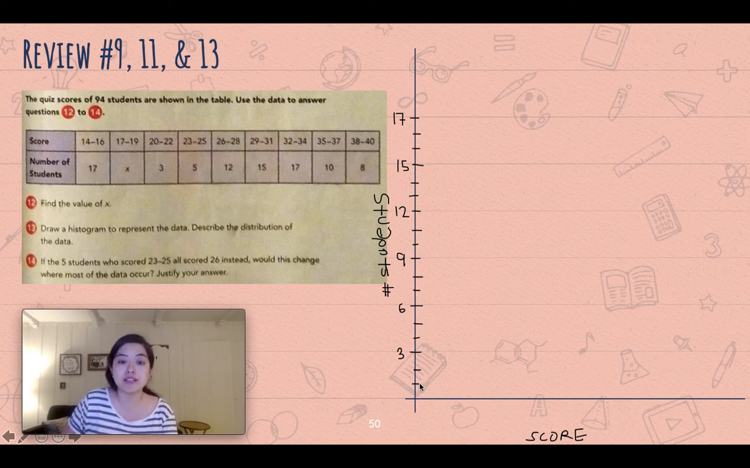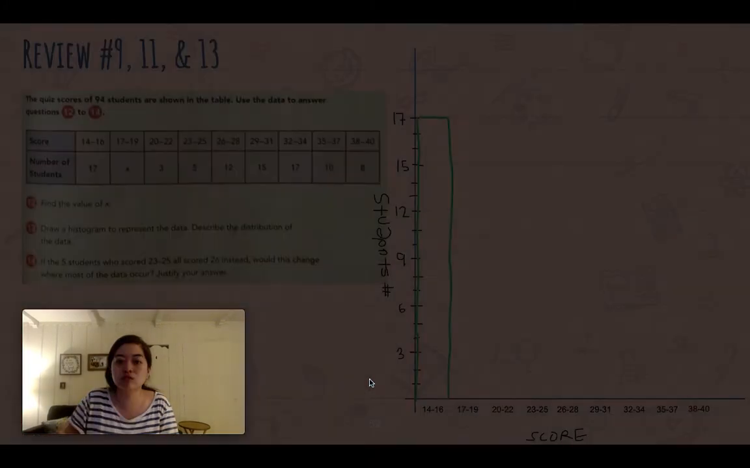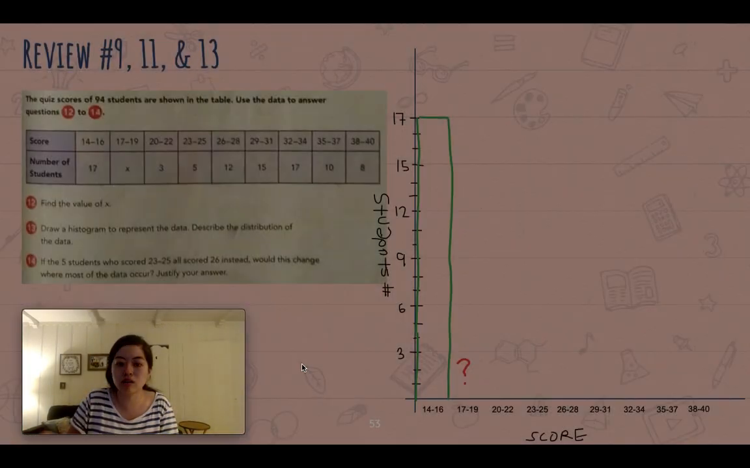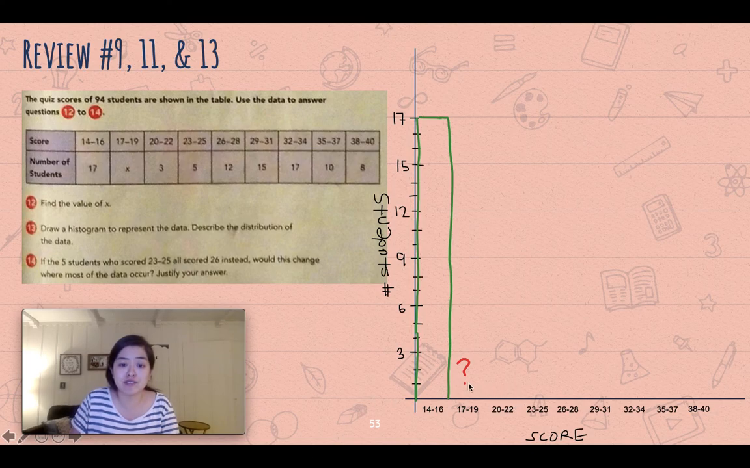And so I made sure I represented all the number of students here on my interval, on my y-axis here, okay? And so there it is. And then my scores, I just wrote these intervals down here, okay? And now I see between 14 and 16, there's 17 students. So I'm going to draw a bar up to 17. Between 17 and 19 students, well, I'm not going to draw it because you have to figure out X on your homework, okay? So I just wrote a question mark.